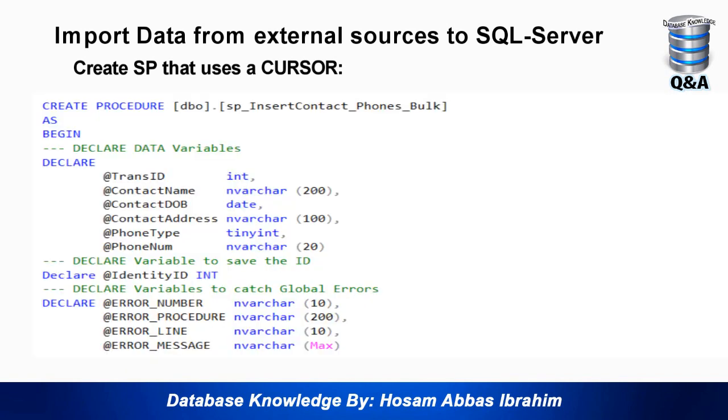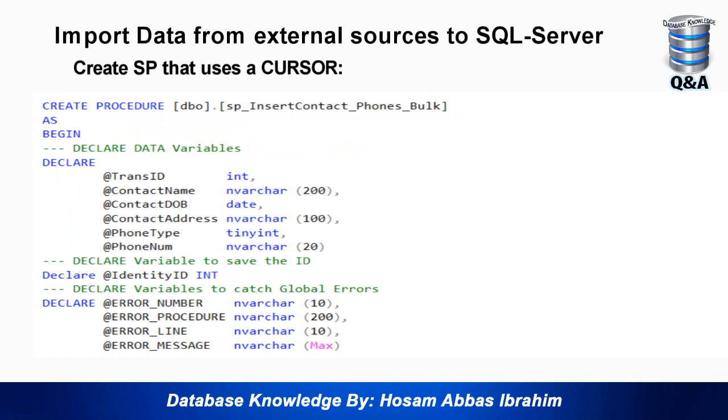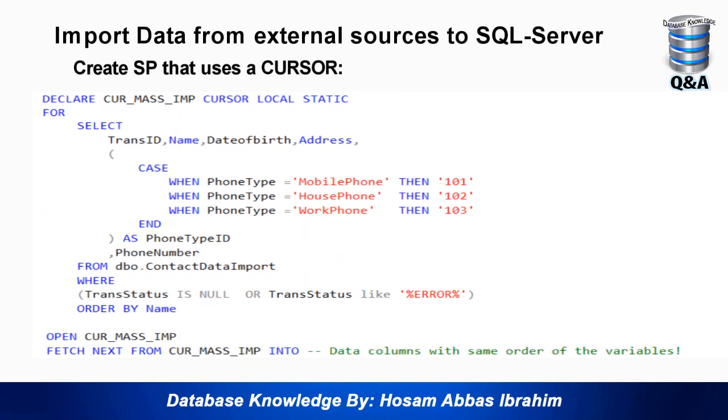We create a new stored procedure and we give it a name, sp_insert_contact_phones_bulk. This stored procedure will not have any input parameters, unlike the other one we made before. But yet, we must use these parameters as part of the process. Then we declare a cursor.